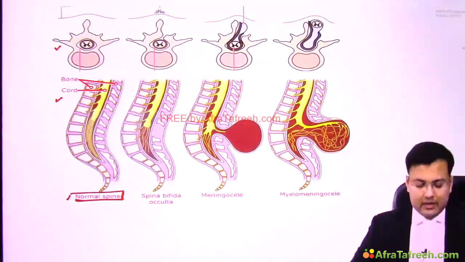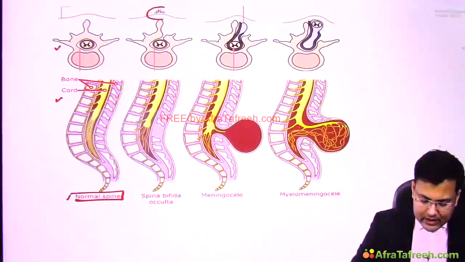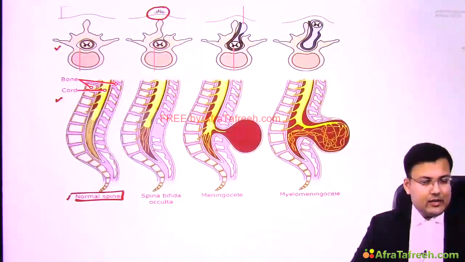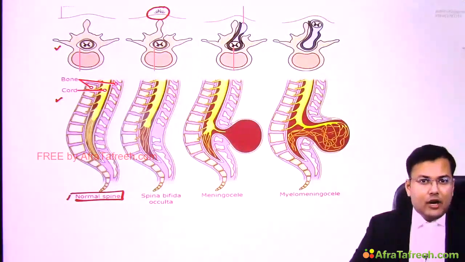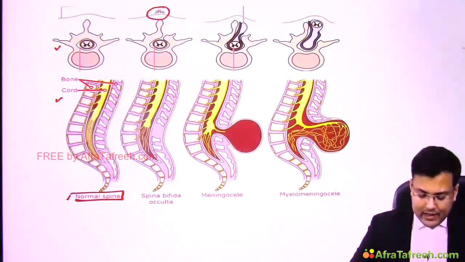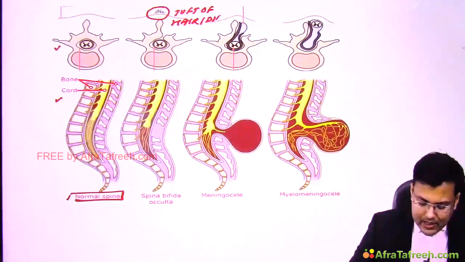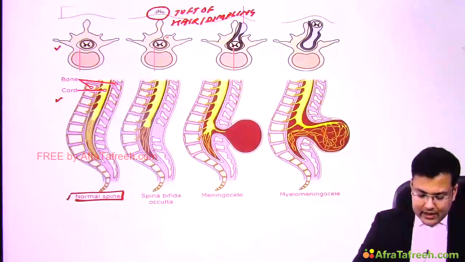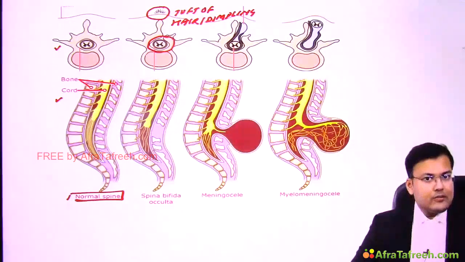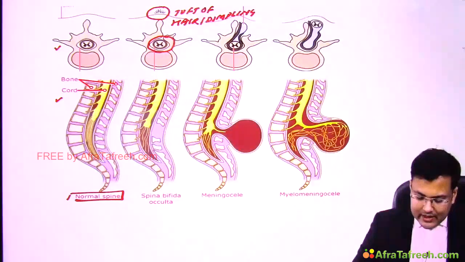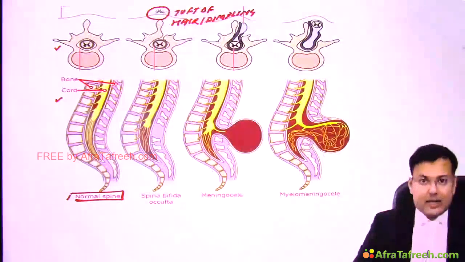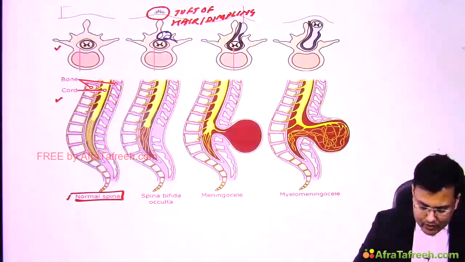If you see the second one, here you can notice what? That there is tuft of hair. On the skin, sometimes there is presence of tuft of hair or sometimes there is dimpling. Clear? But what you can notice that there is no herniation of meninges or spinal cord. You can see that there is defect in posterior vertebral arch. Can you see? This part is posterior vertebral arch.